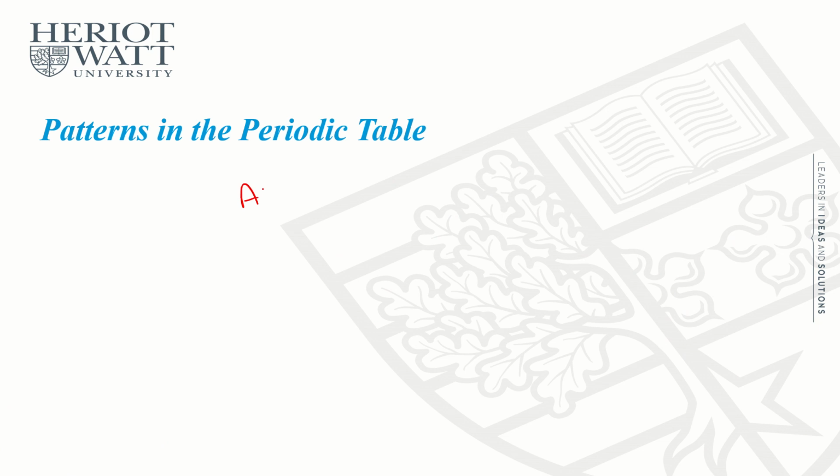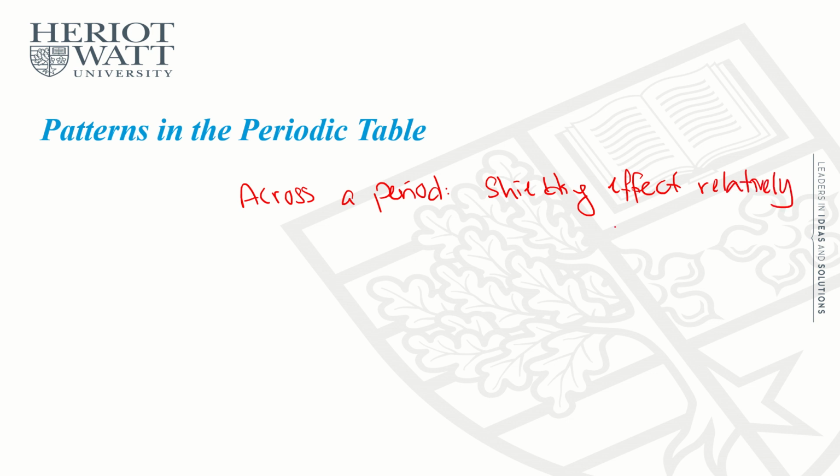Now, what happens when you move across a period in terms of shielding effect? Shielding effect, when you move across a period, stays relatively constant. All right, across a period, it stays relatively constant. And what happens when going down the group?